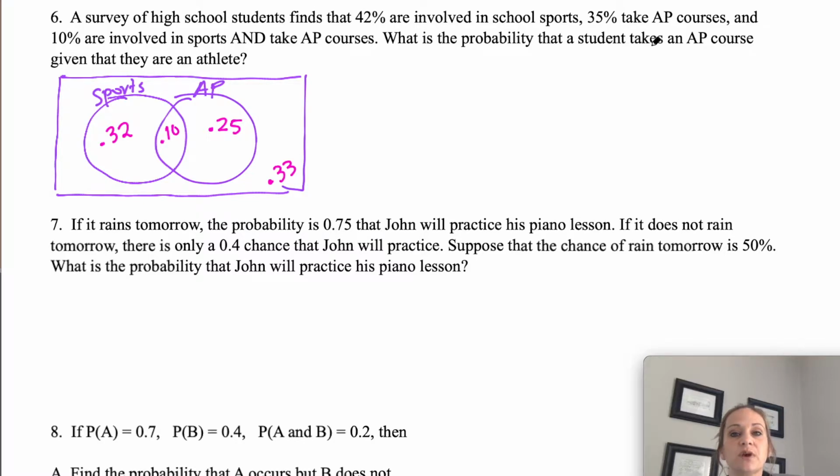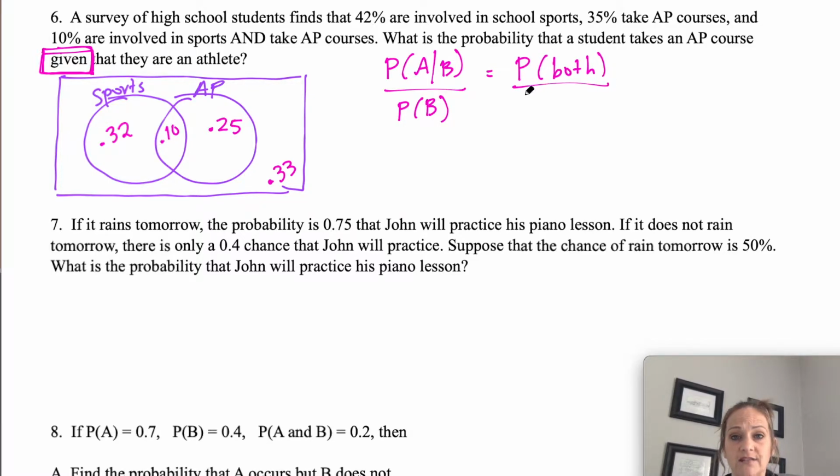What they want to know is the probability the student takes an AP course given that they're an athlete. This right here tells you that you're going to use the probability of A and B all over the probability of B, or the probability of A. It doesn't really matter. So basically, you want to know the probability of both divided by the probability that they're an athlete. So the probability of both is 10%.